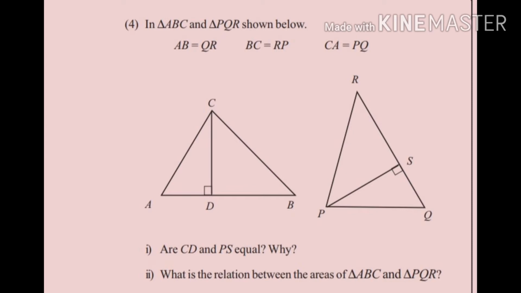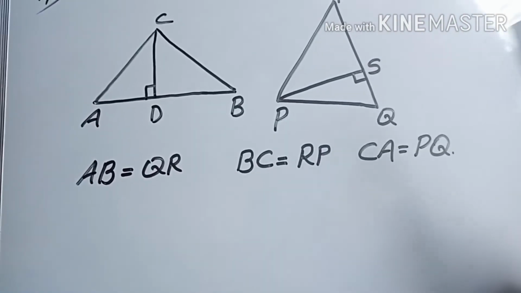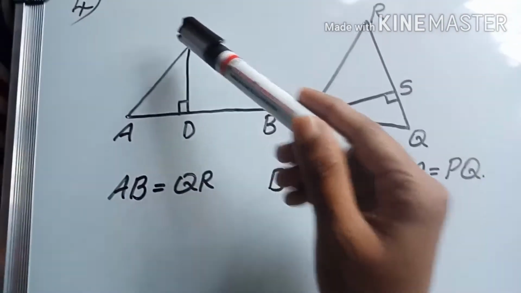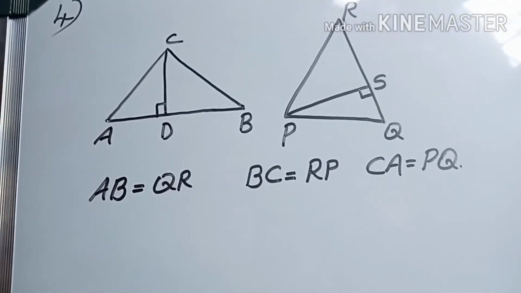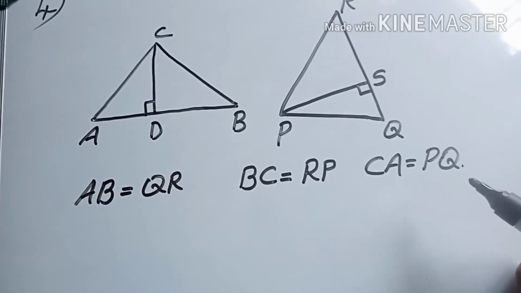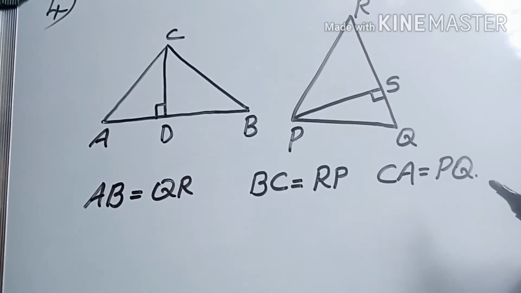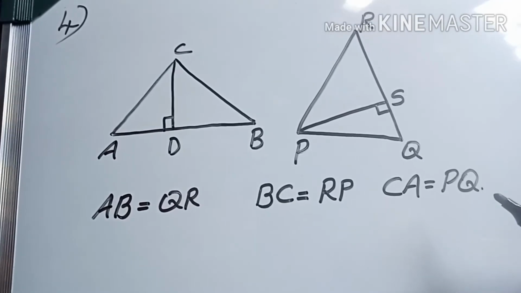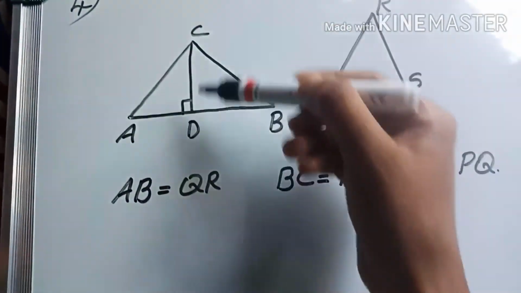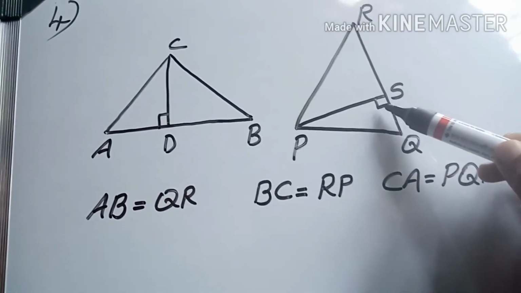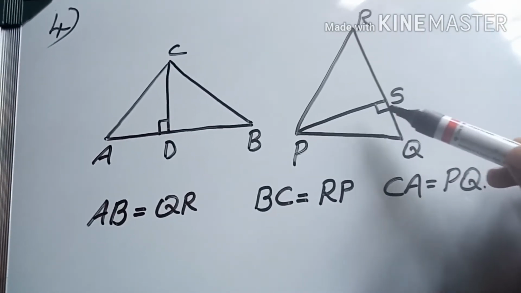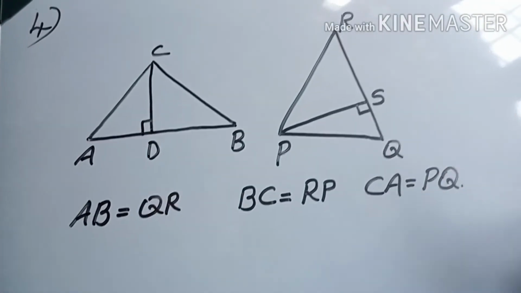Here, in these two triangles, three sides are already given as equal. So let's draw the rough figure. This is the rough figure given in the question. The first triangle is ABC, the second triangle is PQR. Already three sets of sides are given as equal. Let's first check which are the equal sides here. Our first sub question is about CD, that means this perpendicular line, and here PS. This is also a perpendicular line because 90 degrees is given. We need to check whether CD and PS are equal sides.